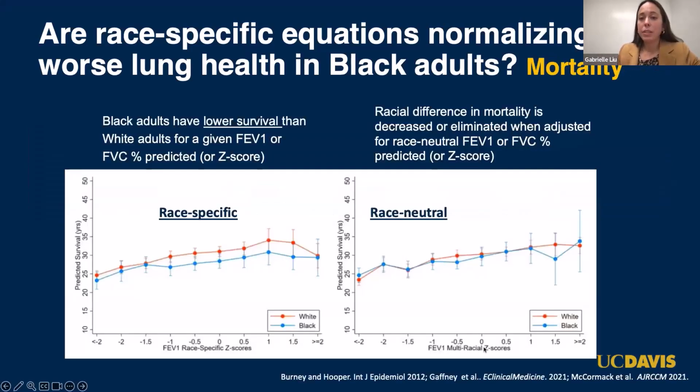But our study was really building upon prior evidence that also suggested that race-specific equations were normalizing worse lung health among Black adults. Several studies have now shown that Black adults have lower survival than white adults for a given FEV1 or FVC percent predicted or Z-score, and that's what you're seeing in the panel on the left here. But these studies have also examined race-neutral FEV1 and found that this racial difference in mortality is decreased or eliminated when adjusted for a race-neutral FEV1 or FVC percent predicted or Z-score.